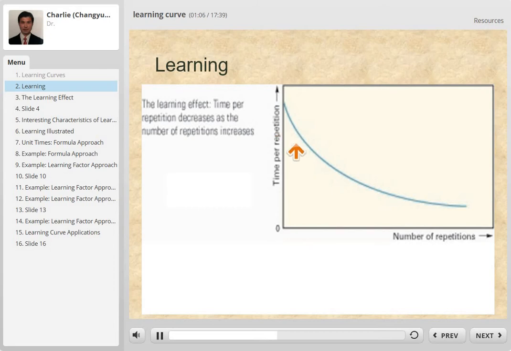For example, at the beginning we have a low number of repetitions. We just start to learn. Then the time we need to finish is quite high if we look at the vertical axis. Now, the more we repeat the same task, the more the number of repetitions increases, and then the time we need to finish the job decreases.